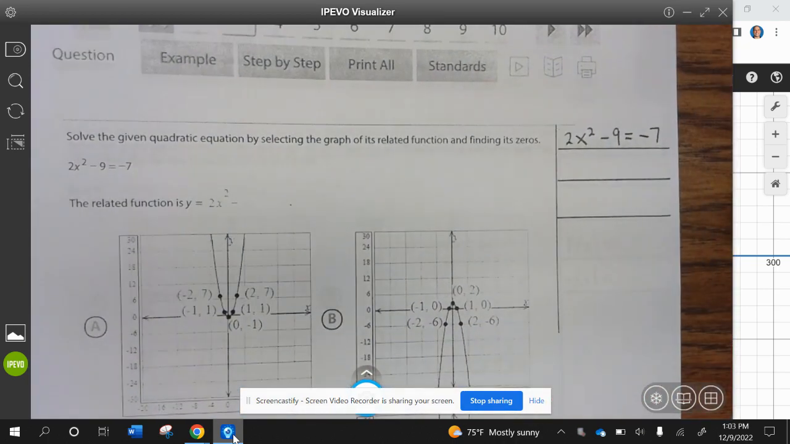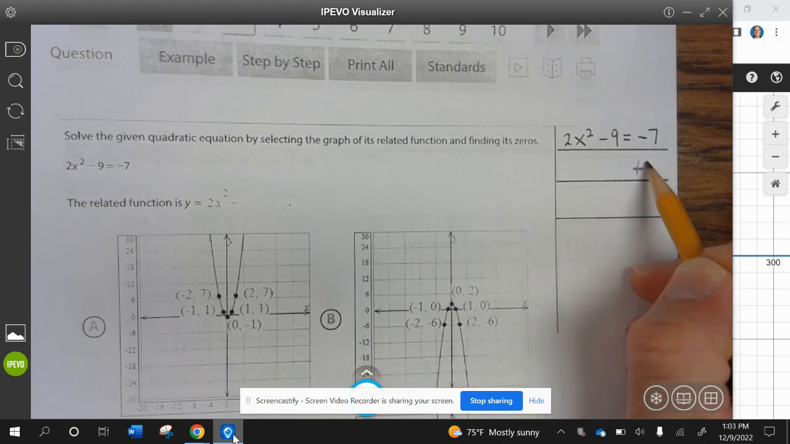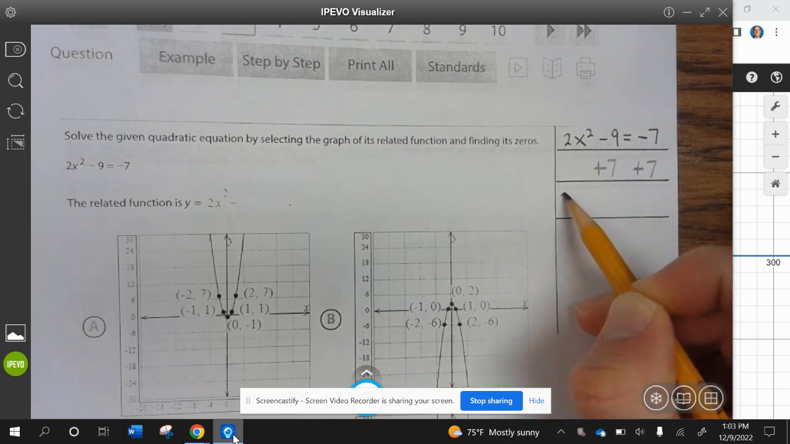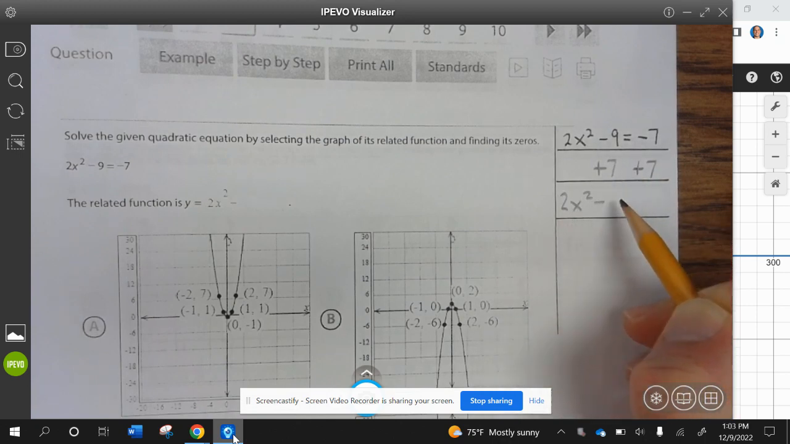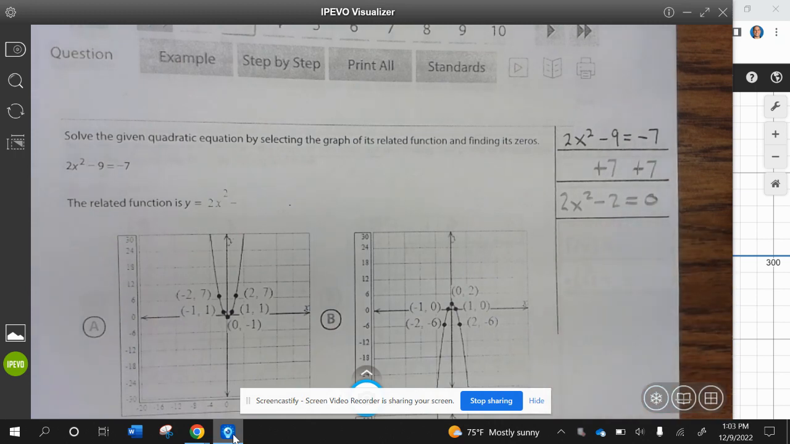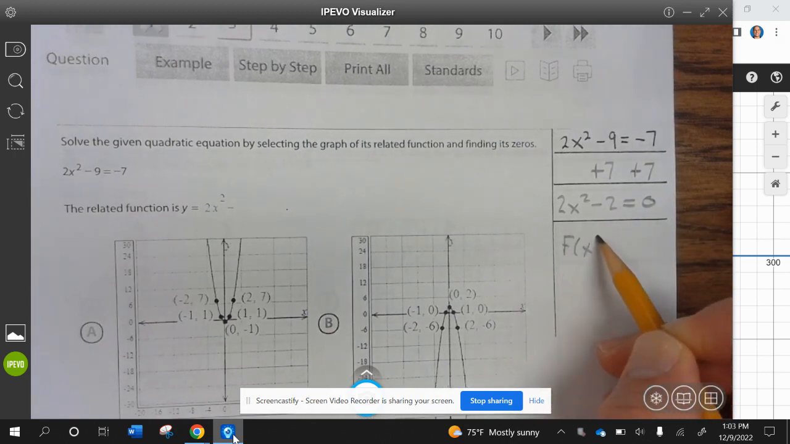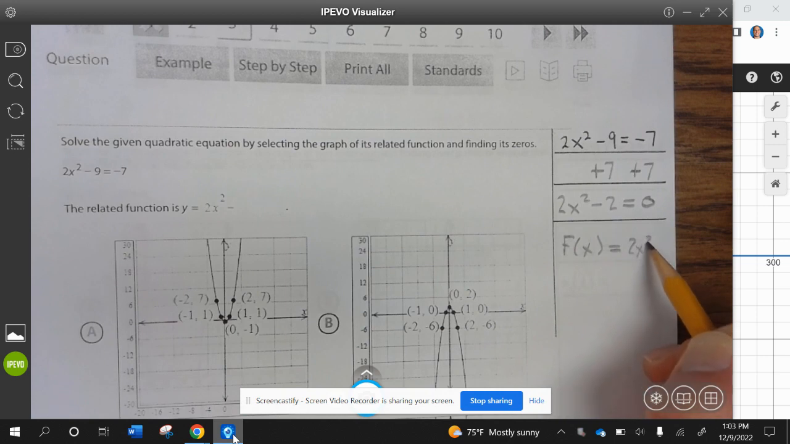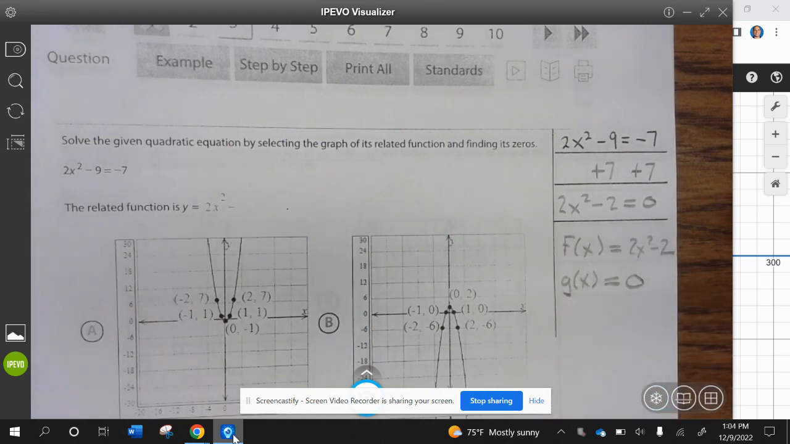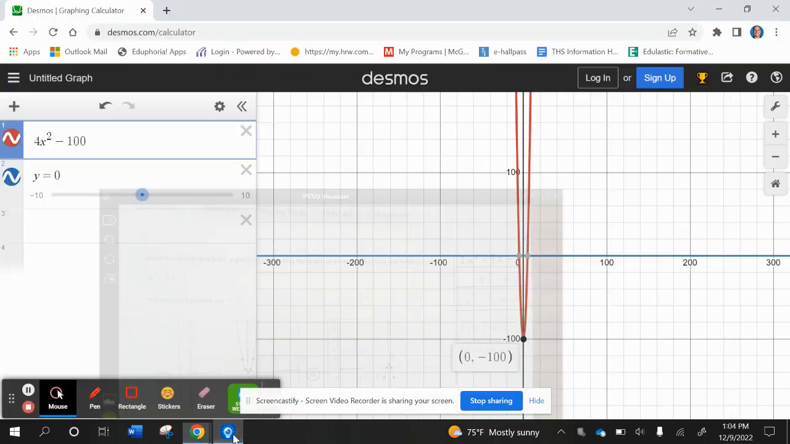All right, solve the given quadratic function by selecting the graph of the related function. So again, we're going to set the left side equal to 0. So we're going to add 7 to both sides. So 2x squared minus 2 equals 0. So we have f of x equals 2x squared minus 2, and g of x equals 0. All right, so let's go ahead and graph that in Desmos.